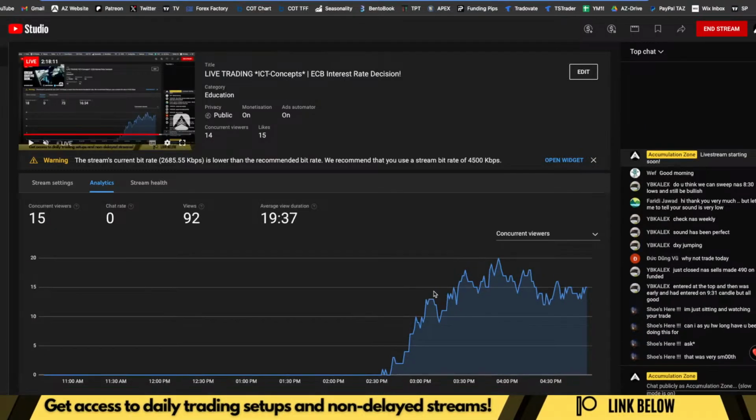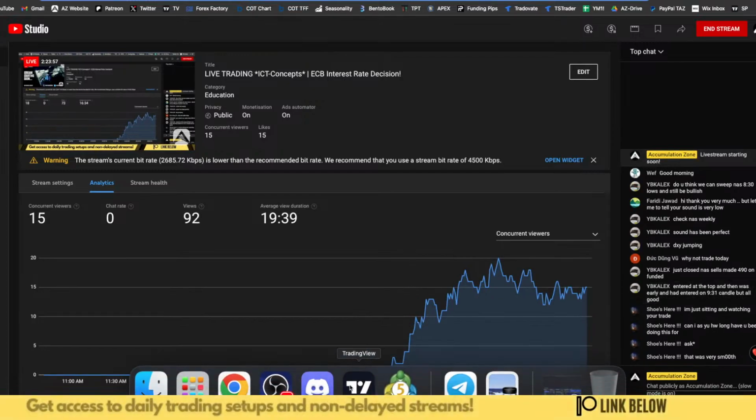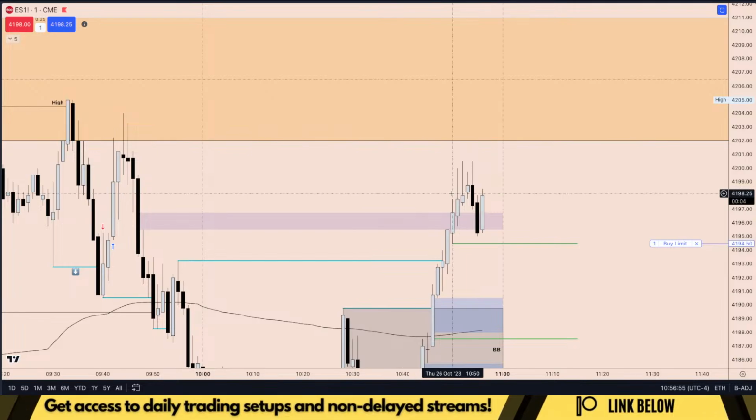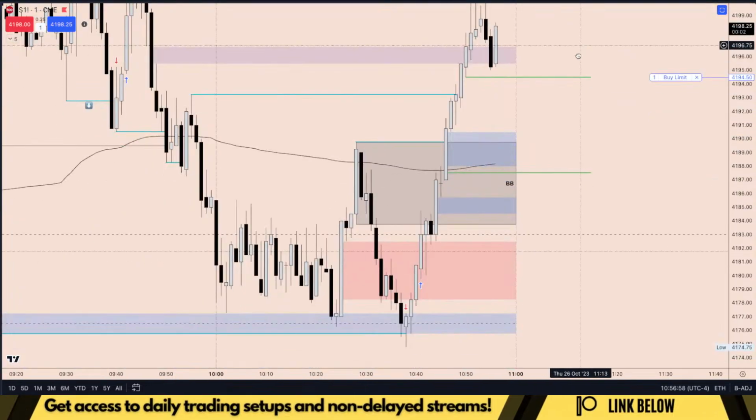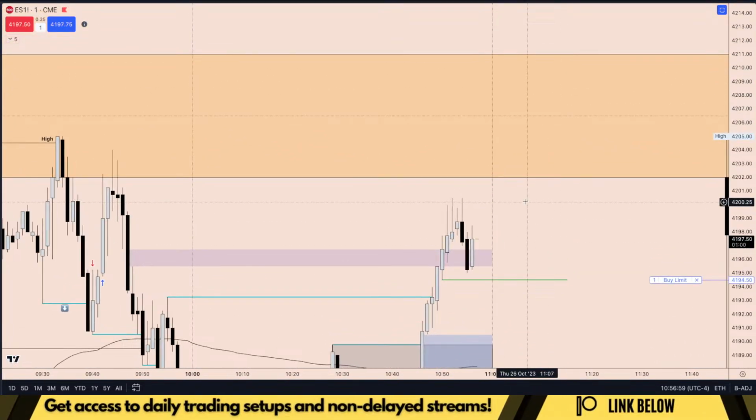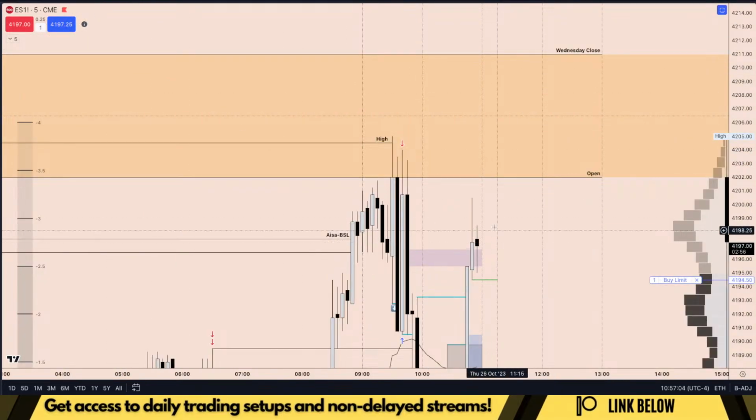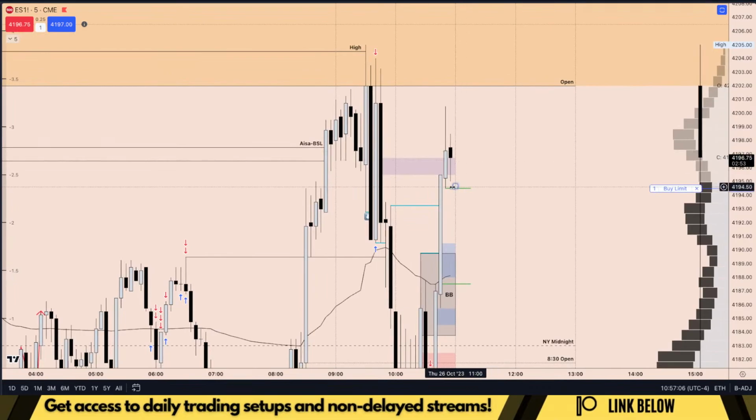Let's see if we have any questions. Nope, not right now. Still trying to see. Asinov should be really happy about his long from down there. But before I would enter, I would like to see the 5-minute fair value gap being repriced. What would that look like? Something like this.